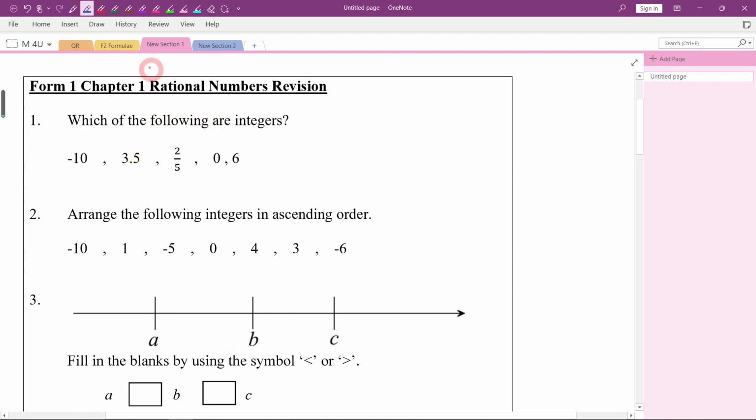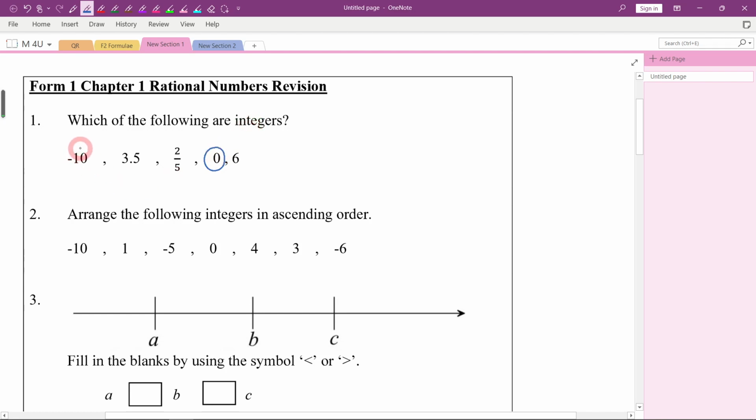Which of the following are integer? I think this one you should be no problem. Integer is just like whole number which you learn in primary school, but integer can be positive and it can be negative as well. And also remember, 0 is an integer also. So 0 is neither positive nor negative, but 0 is an integer.